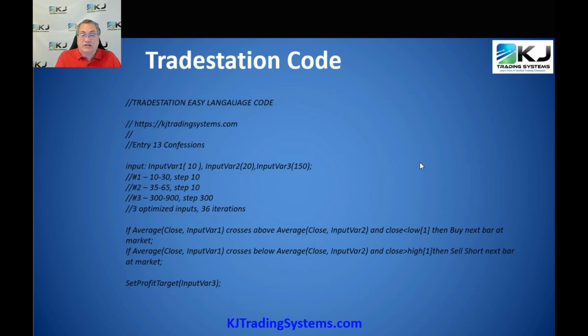So if you look at the TradeStation code, again, if you don't know TradeStation, you should be able to read along and kind of figure out what's going on. You'll see I have my inputs. Then I have my rules, which says if the average close of a certain length crosses above the average close of a different length, and the close is less than the previous low, buy next market. Basically the same exact thing for selling short. And then down at the bottom I have a profit target that is set to a certain dollar amount. So that's it. That's the whole strategy.